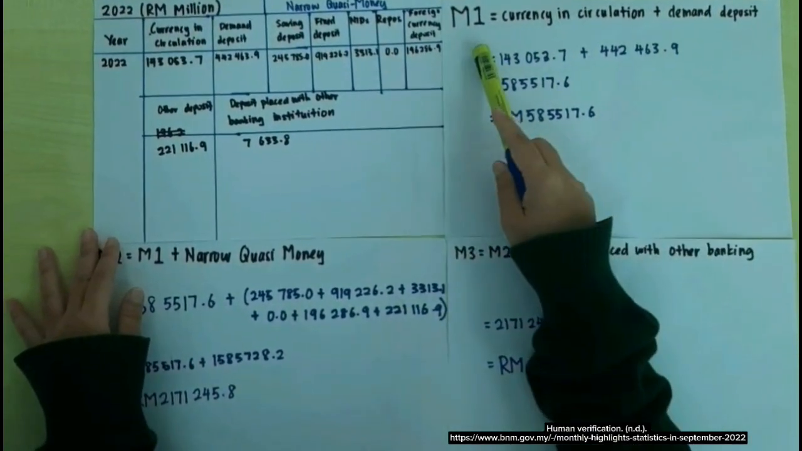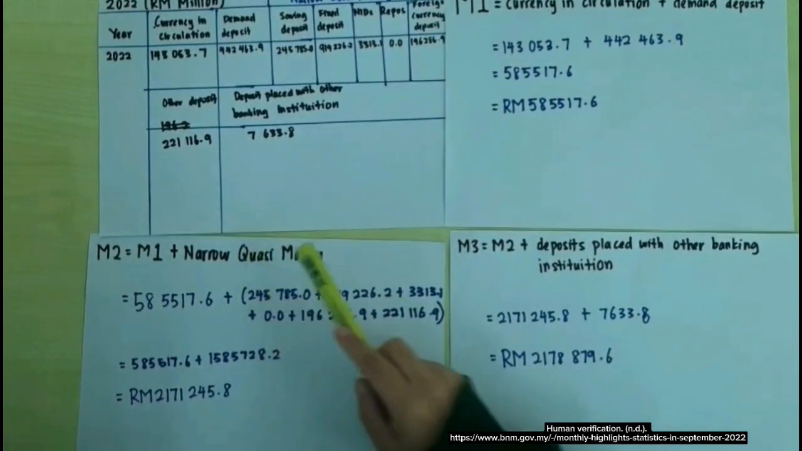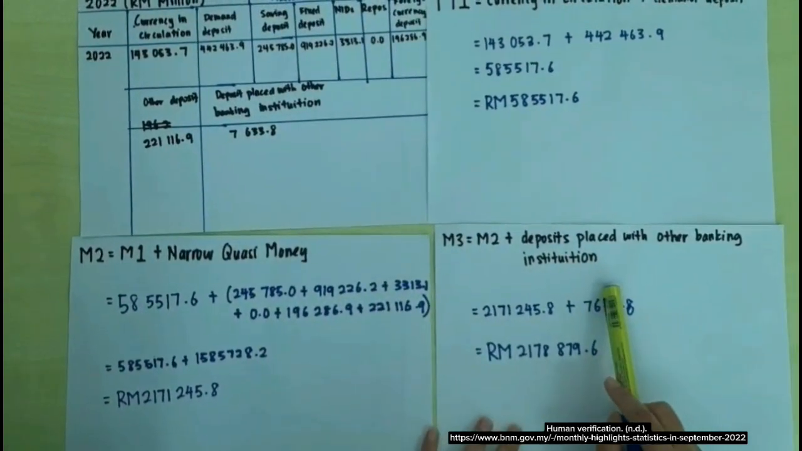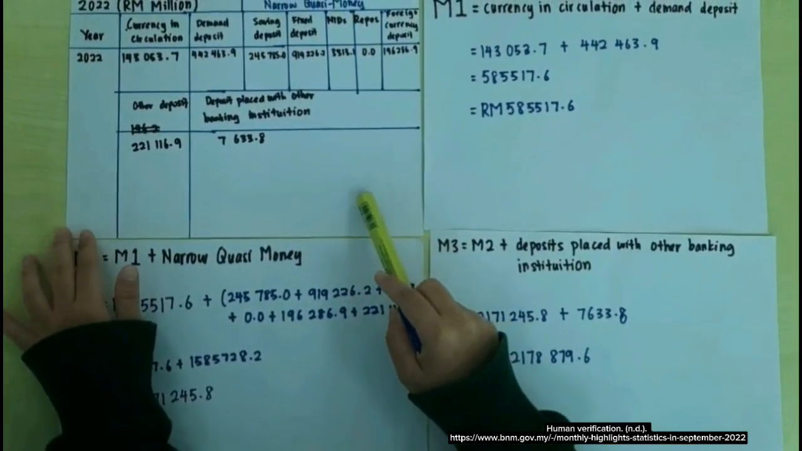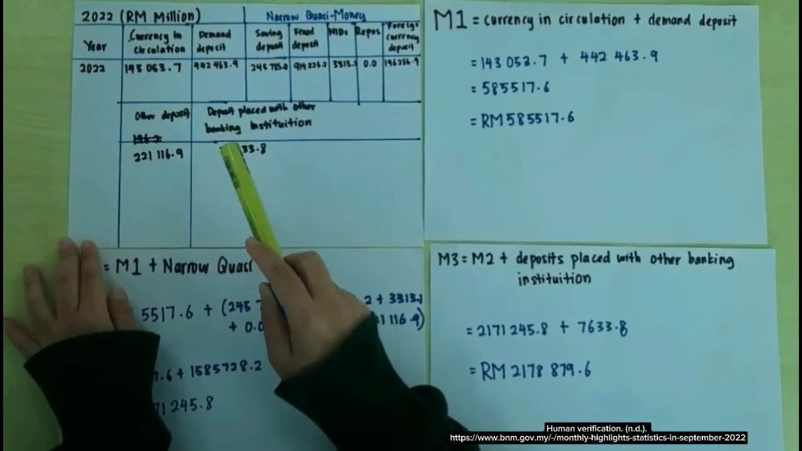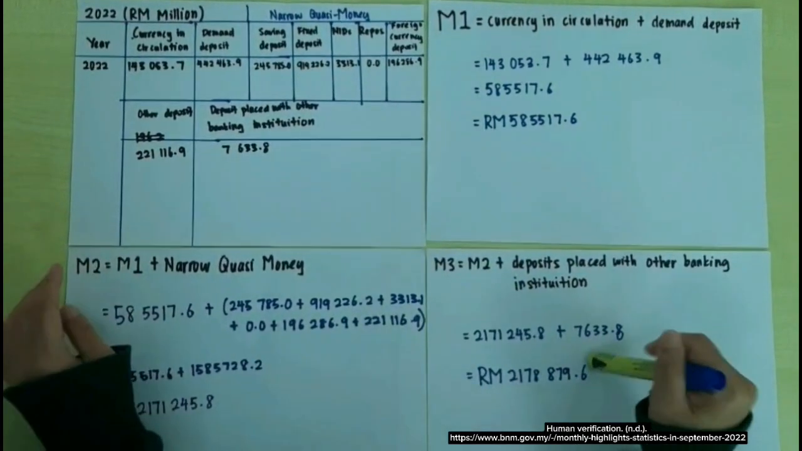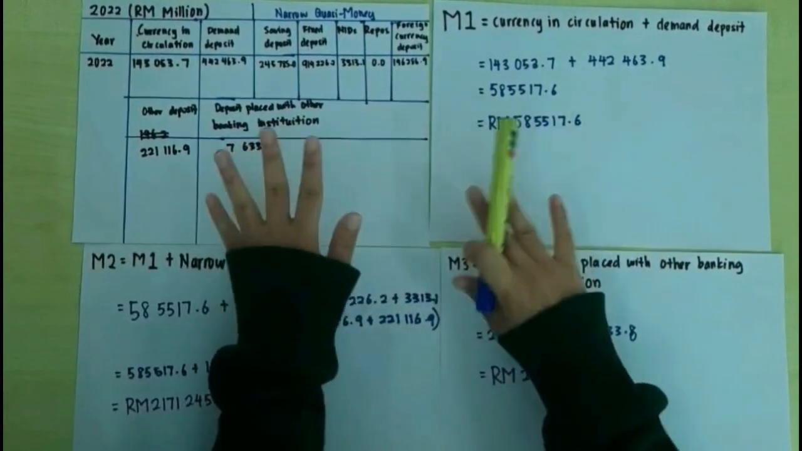So basically, you need to remember, the most important is the formula, how to calculate M1, M2, and M3. And you need to know the table and identify which number or amount we need to put in M1, M2, or M3. That's all from me. Thank you.